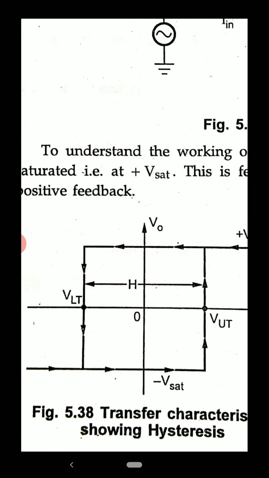And say for example now you are increasing from VLT towards VUT, you are increasing your input, it will remain minus V saturation only, because the previous state of your output voltage will remain, that is minus V saturation. It will remain minus V saturation till VUT. Once you cross VUT, more than VUT, your output becomes plus V saturation.